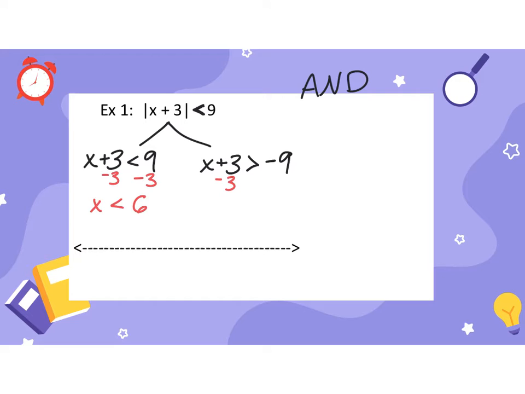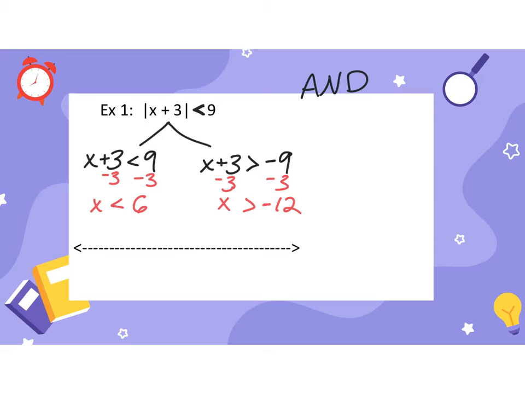Same thing on this right side problem, still subtracting 3. Since it's just subtracting, it's not multiplying or dividing by a negative, I don't flip the sign. I'm just subtracting 3 on both sides, keeping those signs the same. Negative 9 minus 3 is negative 12. Okay? So now I've got my two answers.